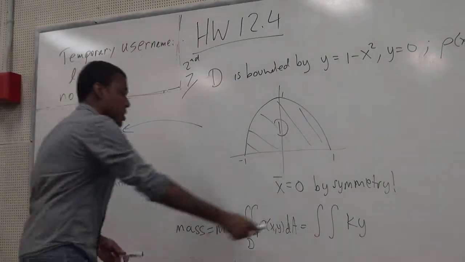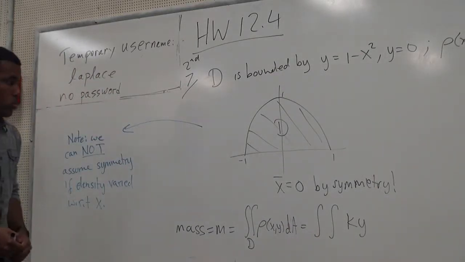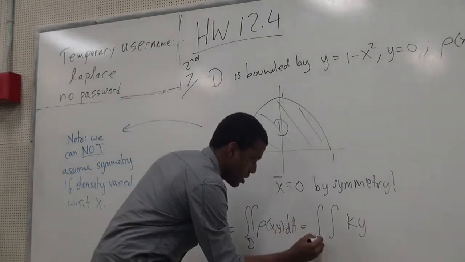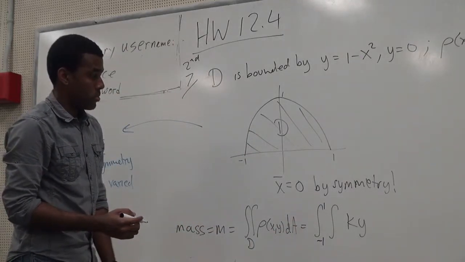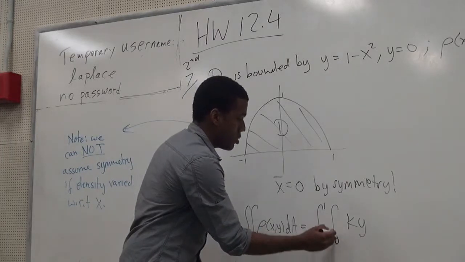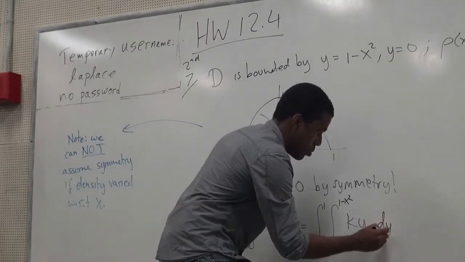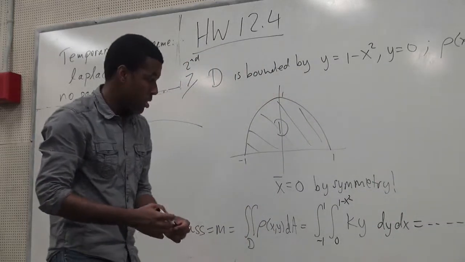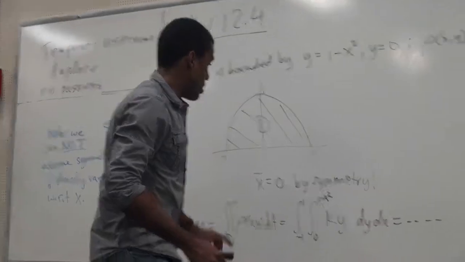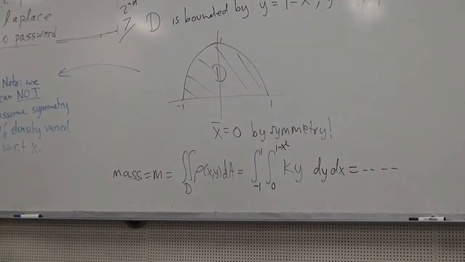But what would the limits be here? Negative 1 to 1, dx as the outside integral. And then 0 to 1 minus x squared. Okay, so this is dy dx. And I assume we'd be able to do that once you set it up. Since we already know x bar, the only thing left again in this case is the y bar.